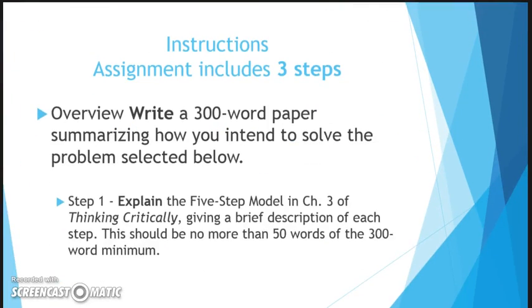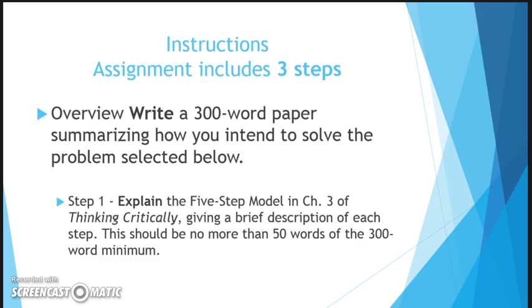Again, this assignment is basically 3 steps. The overview of the assignment is you're going to be writing a 300-word paper to summarize how you would solve a problem. And the 300 words is the minimum, not a maximum. So if you go over 300 words, that's okay. You just want to make sure that you stay on point.